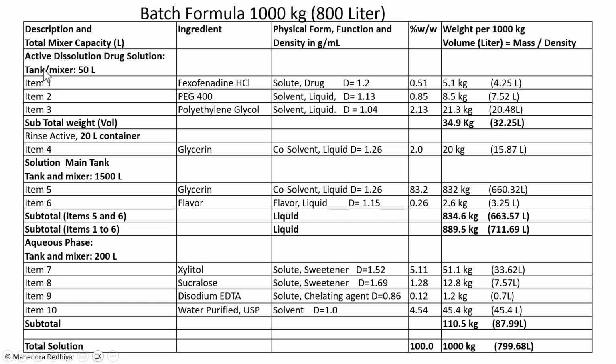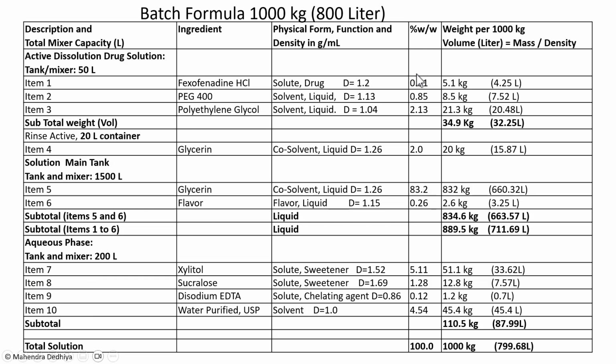So now we have divided the steps into active drug solution, rinse step, add glycerin and flavor into the main tank, and prepare separately the aqueous phase solution. So instead of having everything prepared in a main tank, we make the active solution in a tank that provides optimal mixing conditions. We mix in the main tank with glycerin from items 1 to 6. Aqueous phase tank, we prepare the aqueous phase and transfer that into the main tank.